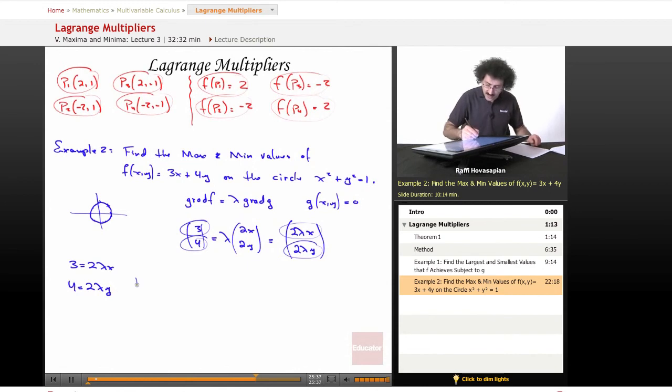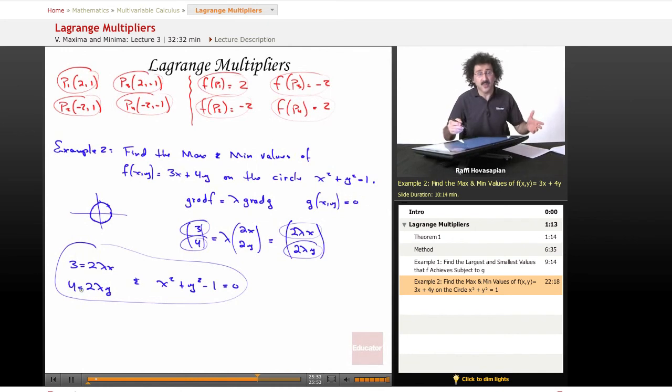And of course we have g of x, y equals 0, so we get x squared plus y squared minus 1 equals 0. So this is our set of 3 equations in 3 unknowns, x, y, and lambda. Theoretically, this is solvable. Now we just have to find x, y, and lambda. Ultimately x and y, but lambda along the way. Okay, so let's see what we've got here.